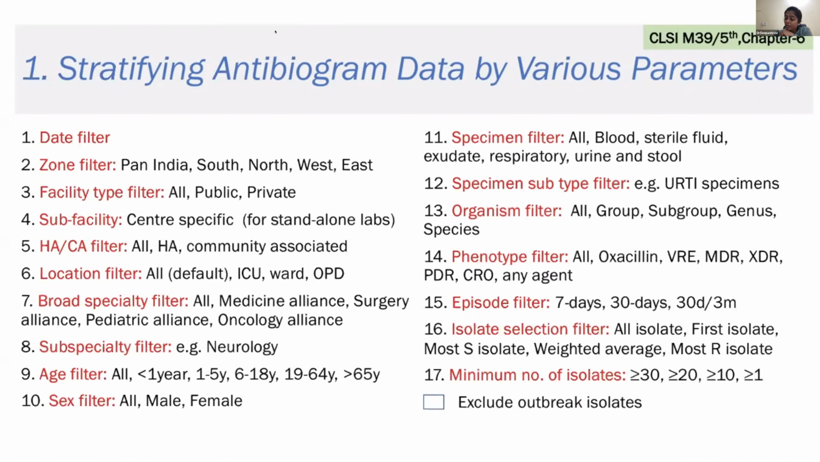Okay, so from 2, that is the zone filter, till 12, the specimen subtype filter is exclusively for enhanced antibiogram. All these filters can be applied, especially the most important ones, the 11th and 12th filters, will give you a specimen specific antibiogram, that is a syndromic approach antibiogram, which is very very helpful for the clinician to choose the empiric antimicrobial therapy.